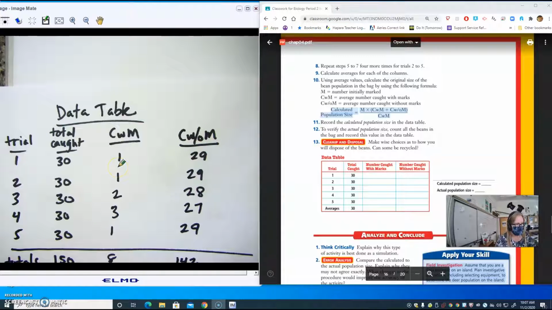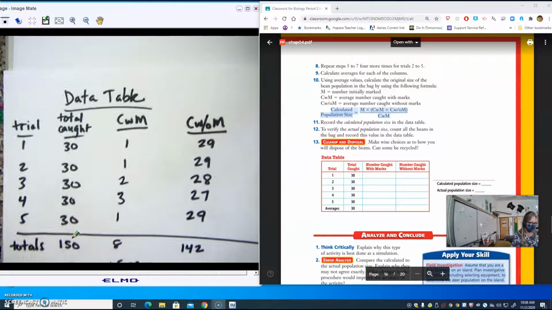So you can see the total caught each time. I pulled 30 each time. And then after I counted, I put the beans back in the bag, which is important. Don't forget to do that. So they're all back into the population together. So I noted what my numbers were that were caught with marks, and I noted what the numbers were that were caught without marks, right? And this total should equal 30, right? What you pulled out originally, okay?